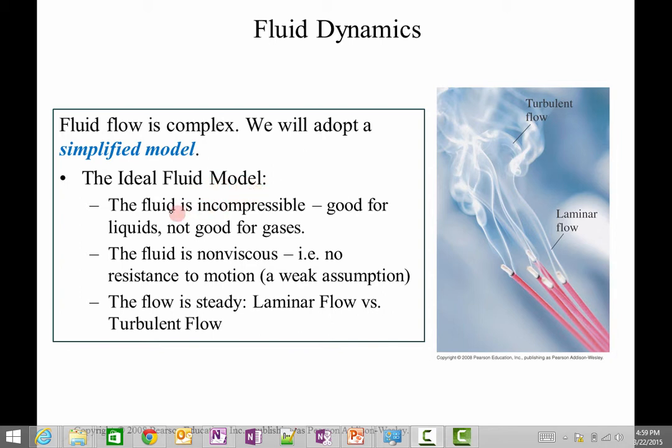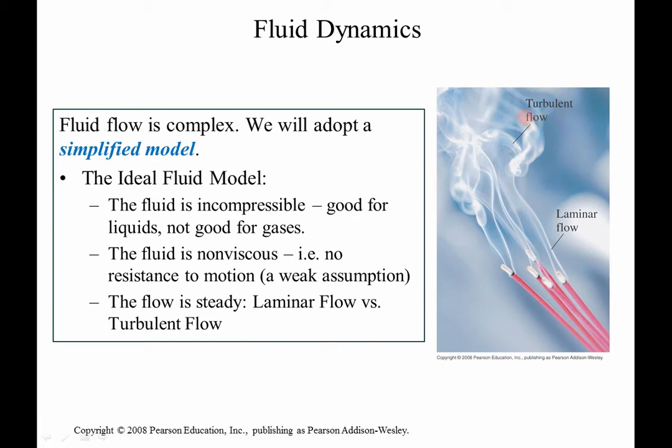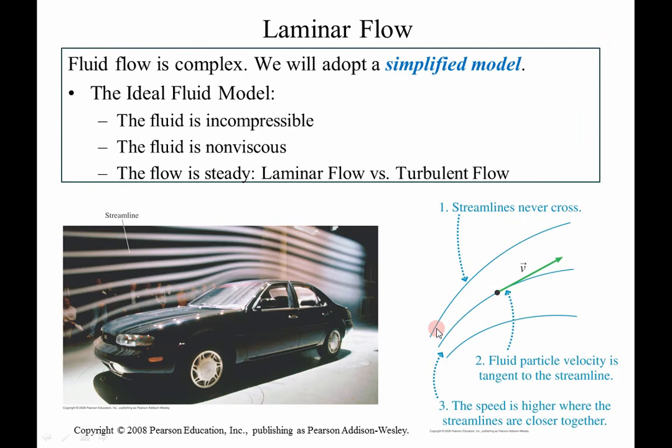The ideal fluid that we are going to study is one that is incompressible. That means you cannot change the volume of the fluid. It is non-viscous, so there is very little or no resistance to motion, and the flow is steady. You have laminar flow, like this one here, as opposed to a turbulent flow that you would get on this part. So these are our assumptions for the fluid: incompressible, non-viscous, and laminar flow.